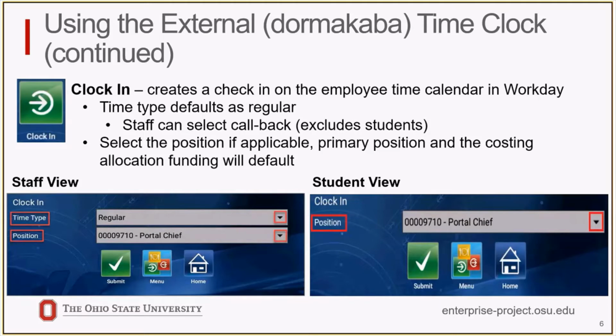Employees will be able to select the position if applicable. The primary position in the costing allocation funding will be the default. Selecting the clock in will create a check-in on the employee's time calendar in Workday. Once an employee is clocked in, if they forget to clock out, they will not be presented the Clock In button for 18 hours. This is because the time clock system is stateful, as mentioned earlier, and still thinks the employee is clocked in.